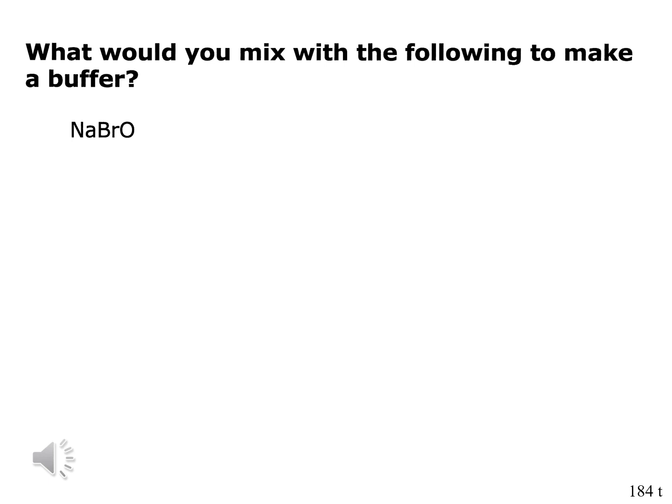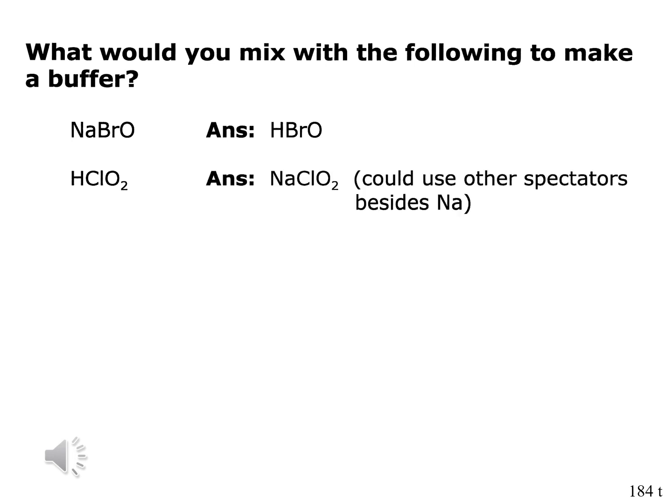In this case, NaBrO, the Na is a spectator, but the BrO minus is a weak base. So since you don't have the acid part yet, you have to mix this with HBrO to get a buffer. If you start with the weak acid HClO2, you're going to have to replace the H with something, and if you're making a buffer, you replace the H usually with an Na. You could also replace it with a K, but I always ask for the Na. So you would replace the H with an Na and you would get NaClO2.